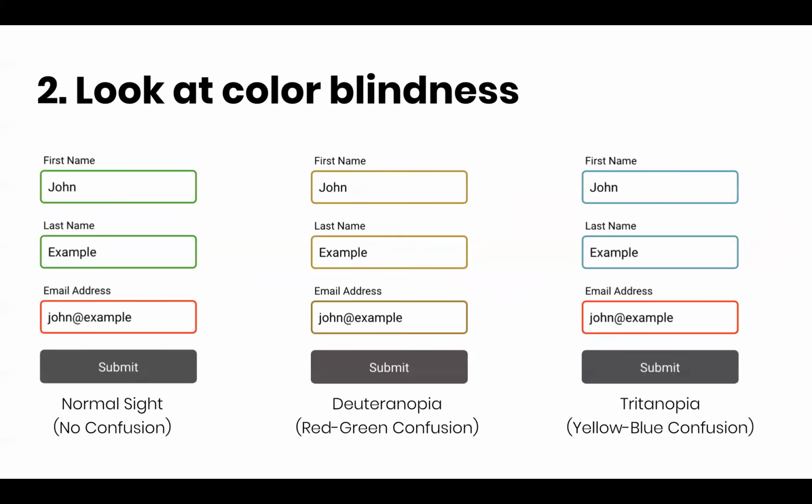If I go through and actually apply that to a form, this middle form, if I'm just using red and green to try and validate, and somebody has red-green color blindness, or in this case, deuteranopia, they would have no idea what was wrong and what was correct. So in this case, you would have to redesign this in some way. You'd include an error message or some icons, or maybe just completely different colors.